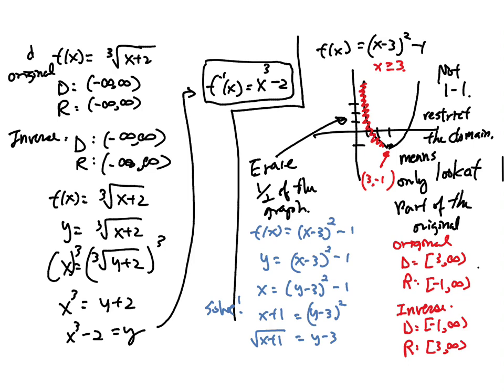So, needs a little bit of space. So square root of x plus 1, plus 3 is y, which means that is the inverse function. And if you try to graph the square root of x plus 1 plus 3, what ends up happening, you see it's a graph that looks like this.